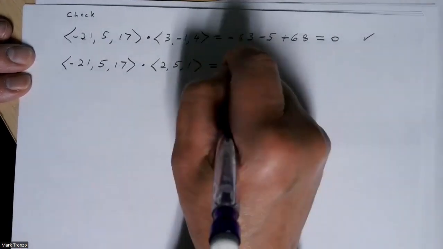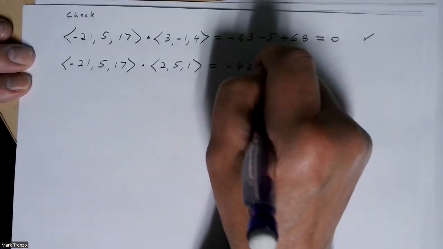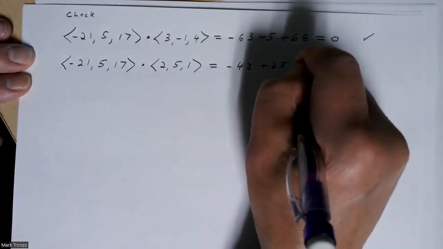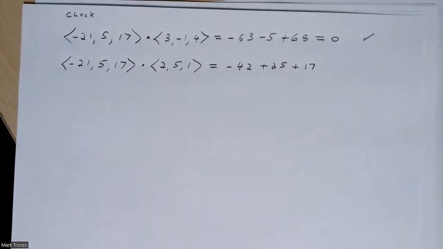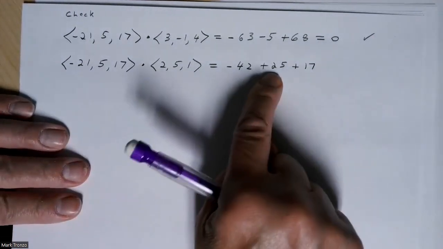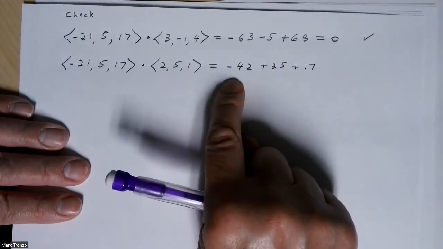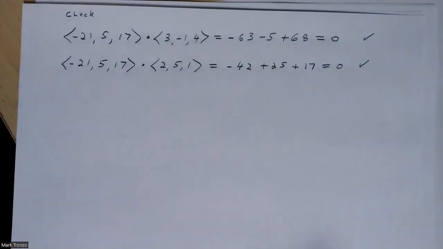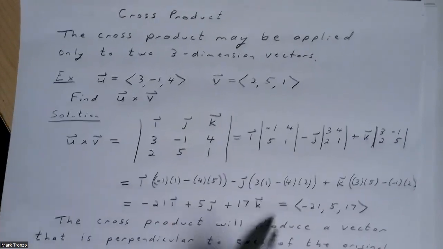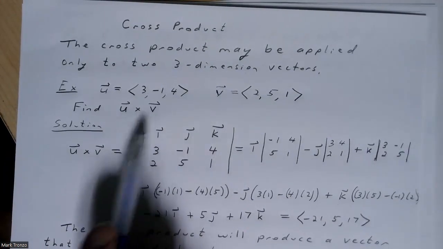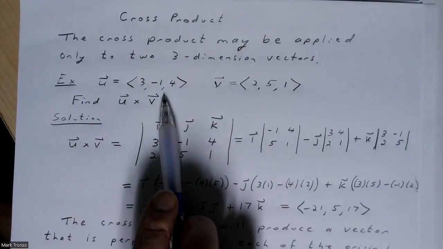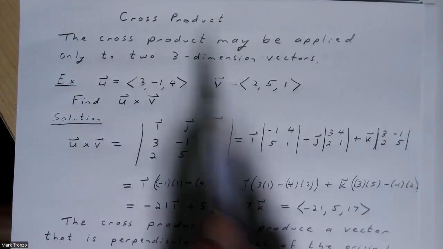So 2 times -21, what's that? -42. 5 times 5 is 25. 1 times 17 is 17. And so 25 plus 17 is 42, minus 42, it's 0. So sure enough, the vector produced by this cross product gave us a vector that was perpendicular to each of the original vectors.